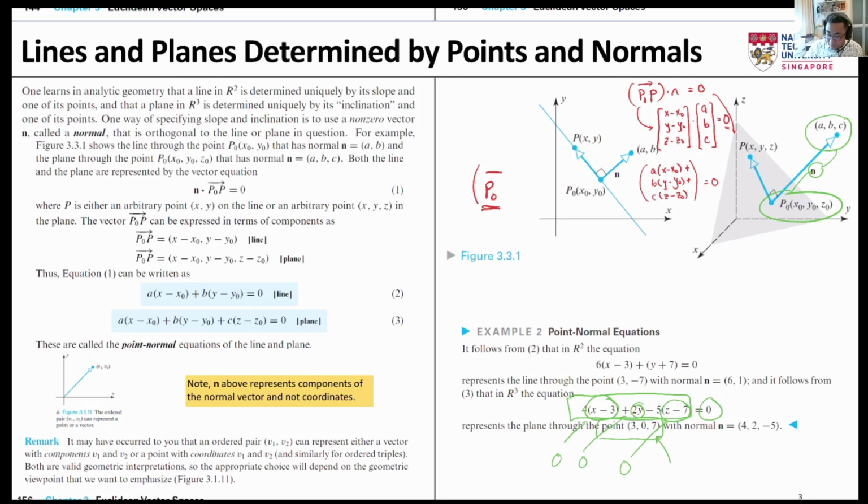This concludes our short discussion on using points and normal to express lines and planes.